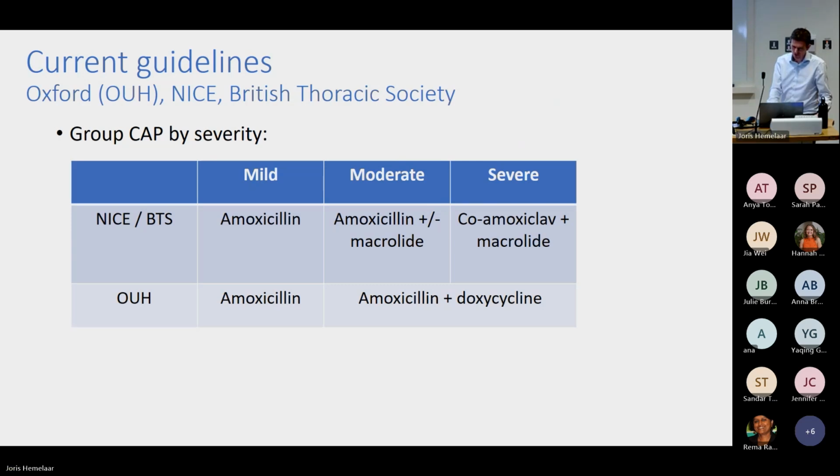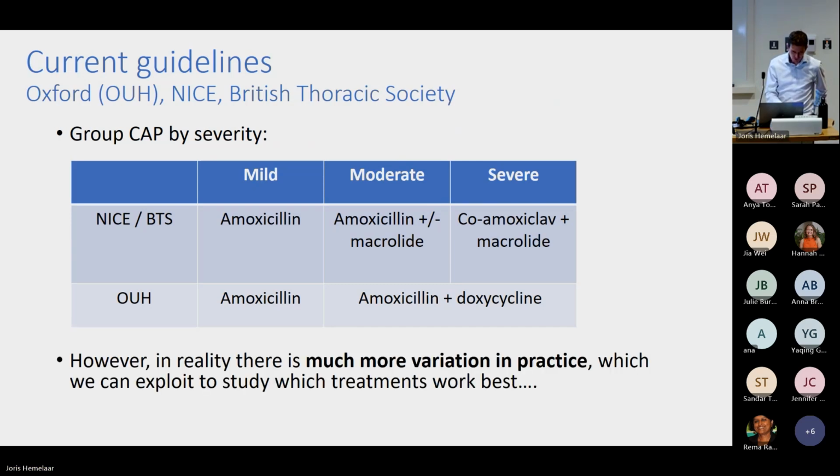Now, there's a question about who's right, and I share an office with a colleague over at the John Radcliffe, and I have to say my anxiety has always been that by the time people get to hospital, should we be using co-amoxiclav? Because I worry, have they got one of these infections that won't respond to amoxicillin? But my colleague is very much of the opinion that we should be using a lot more amoxicillin, that people are far too conservative. The good thing for us, perhaps less good for patients, is that in reality there's so much variation in practice that we can use the data to explore which treatments work best.